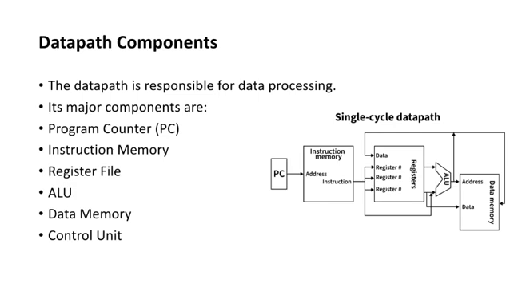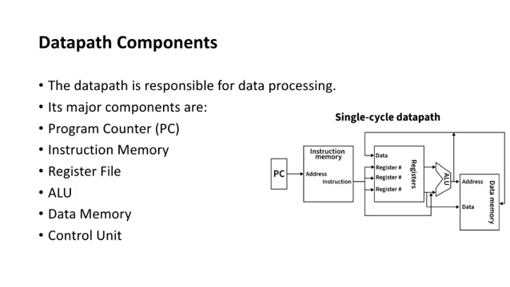Program counter is used to hold the address of the next instruction. Instruction memory stores program instructions. Register file stores temporary data. ALU performs arithmetic and logical operations. Data memory stores the data values and then control unit generates control signals. Together, these components allow the processor to execute instructions efficiently.